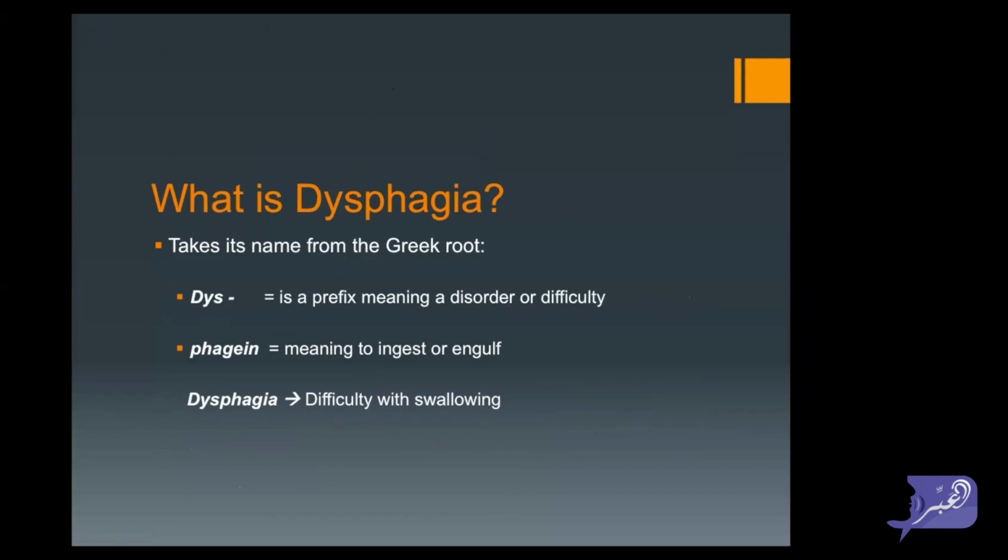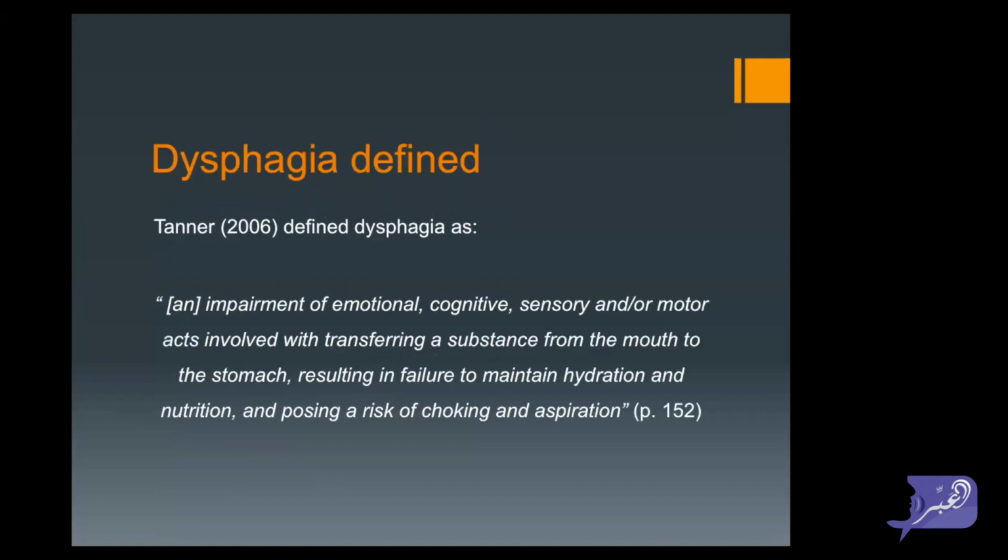So this is the definition. We talked about this, the definition of dysphagia. We broke down the term dysphagia into the root and the prefix. Okay, so dysphagia is difficulty in swallowing, specifically. Tanner mentioned a very good definition, and I like to use his definition when it comes to my lectures. It's very comprehensive, and so it encompasses most of what we will be talking about today.